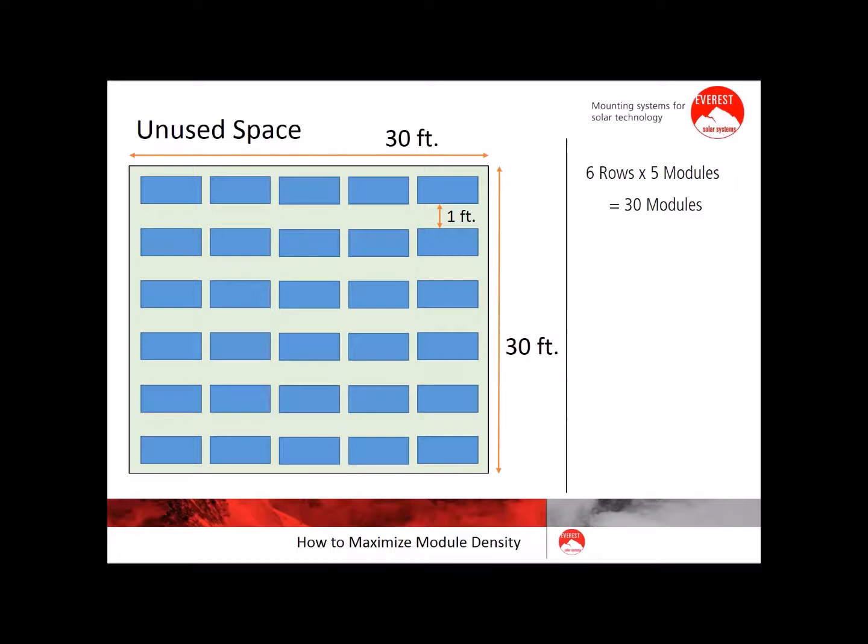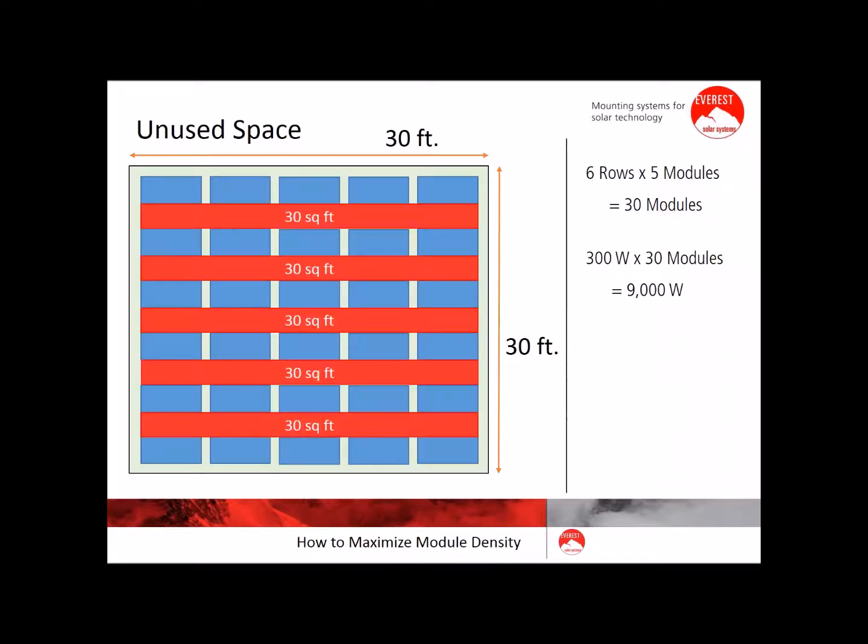So with this example, we get 6 rows of panels, 5 modules in each row. It gives us 30 modules on the roof. If each one of these modules is 300 watts, at 30 panels, we're looking at 9,000 watts total on this roof.